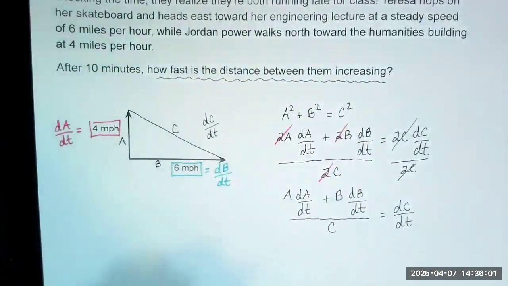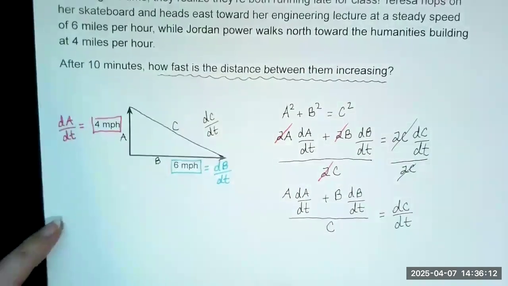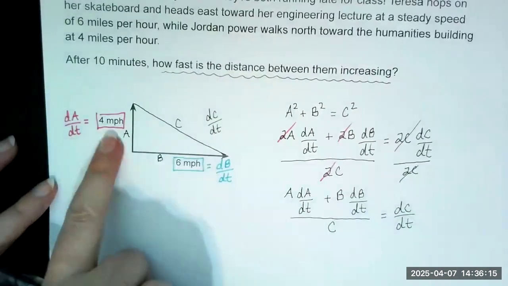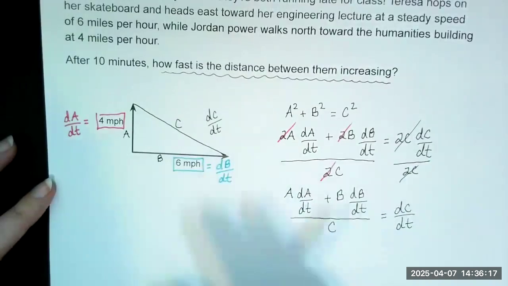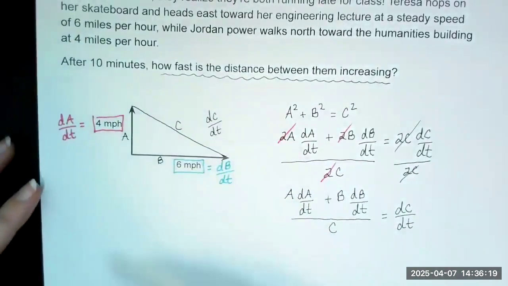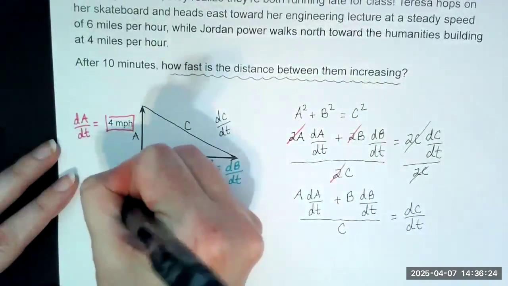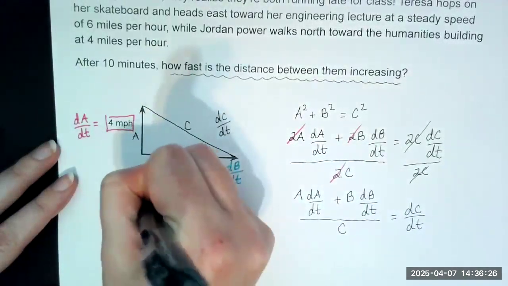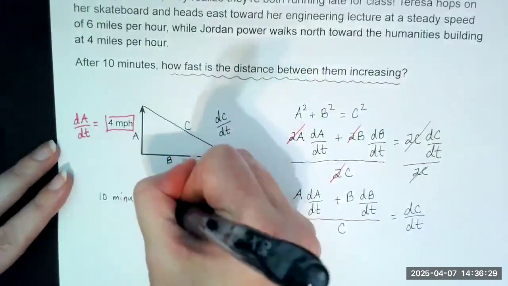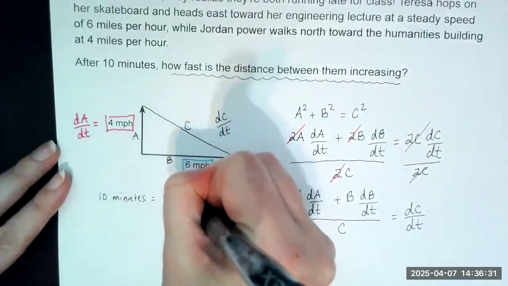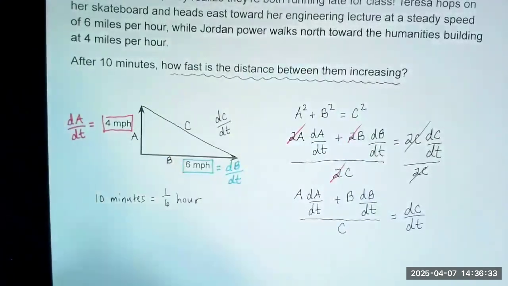What I don't actually have are the side lengths, though. So we're going to have to use the Pythagorean theorem, but I actually am going to need side lengths to plug in order to make that work. And that's where we're going to use this 10 minutes part. 10 minutes, and our rates are in miles per hour. I need to turn that minutes into a fraction of an hour. So 10 minutes is actually 1/6 of an hour. And we're going to use that in order to find some side lengths here.